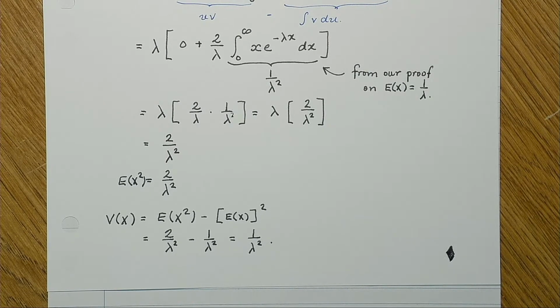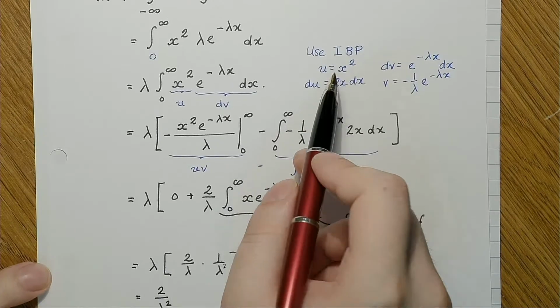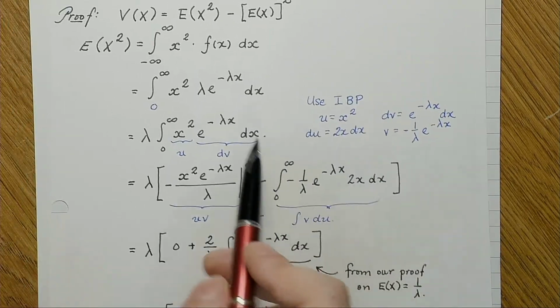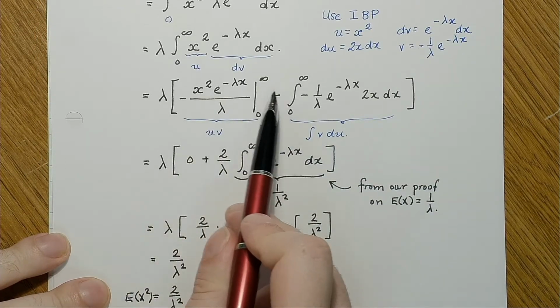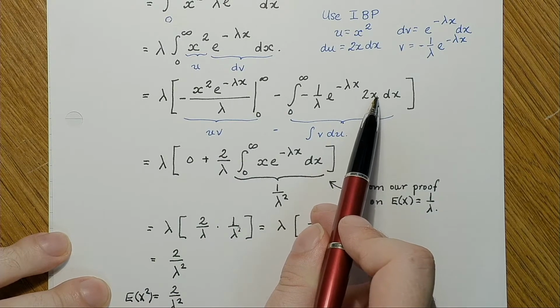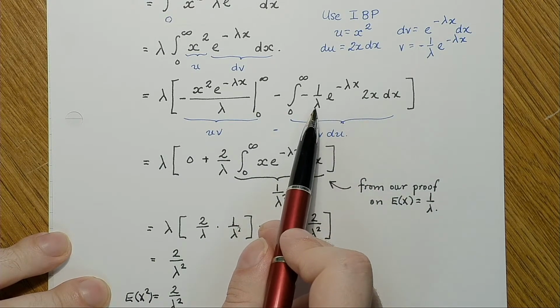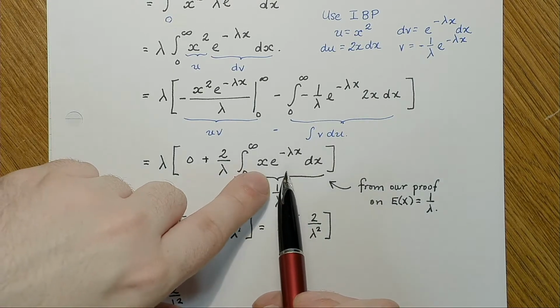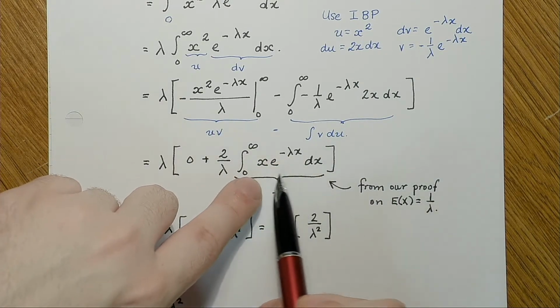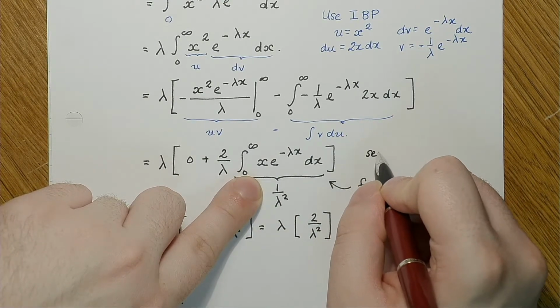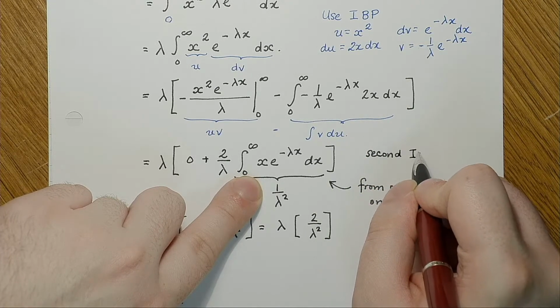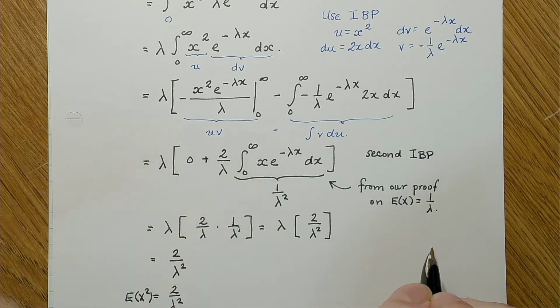So is everyone okay with that so far? Essentially what we had done is integration by parts twice. We had to, because we have x squared, we applied it once, and we have this 2x here. Again, we can pull out that 2 and the lambda out front, but we now have x e to the minus lambda x. So again, integration by parts. Or what we had done is we'd used our work that we'd done from our proof.